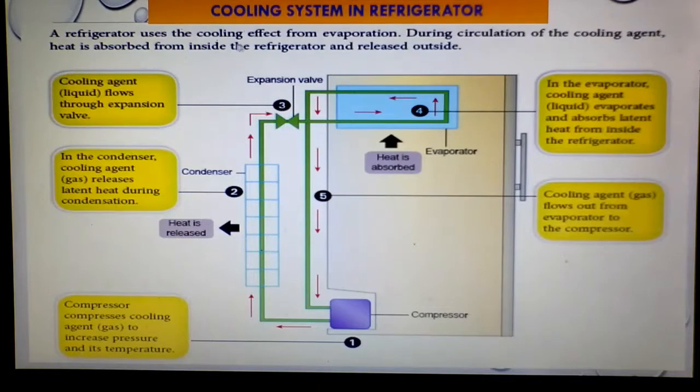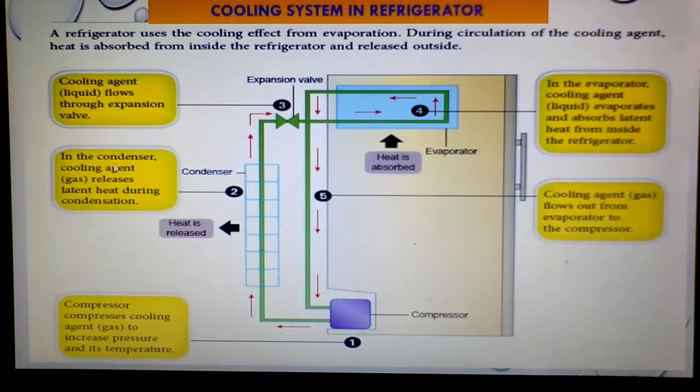Okay, cooling system in refrigerator. A refrigerator uses the cooling effect from evaporation. During circulation of the cooling agent, heat is absorbed from inside the refrigerator and released outside. Okay, compressor, number one. The compressor compresses the cooling agent gas to increase its pressure and temperature. We have a cooling agent in the refrigerator.